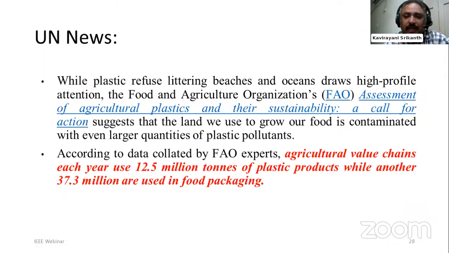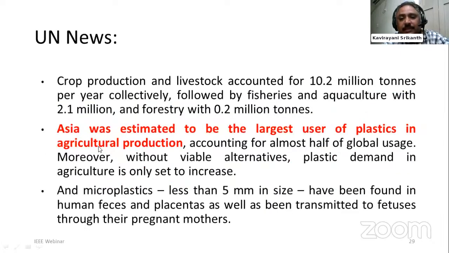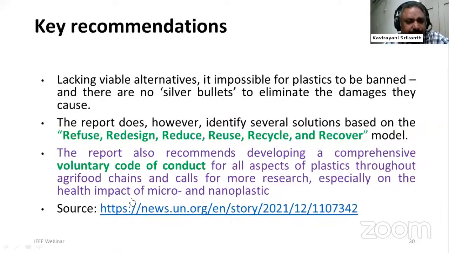And then the Food and Agriculture Organization of the UN has reported that agricultural value chains each year use 12.5 million tons of plastic products, while another 37.3 million are used in food packaging. Whatever we are using in food packaging, this is a danger, and whatever we are using in the value chain, that also is a danger mark. And then Asia was estimated to be the largest user of plastics in agriculture production, and then most of the microplastics is seen in this particular product.